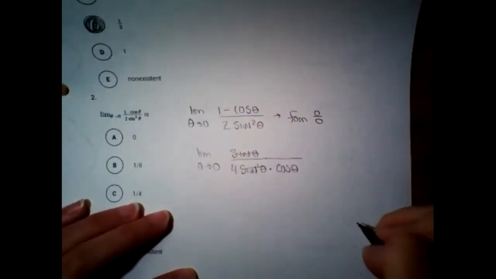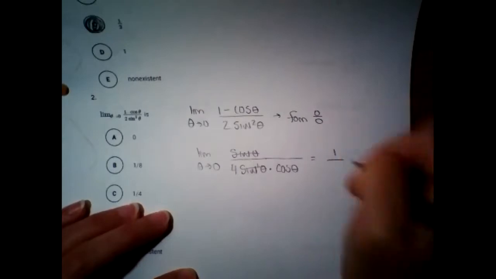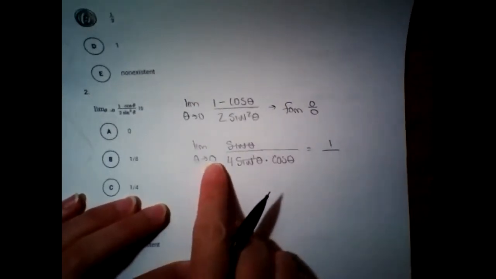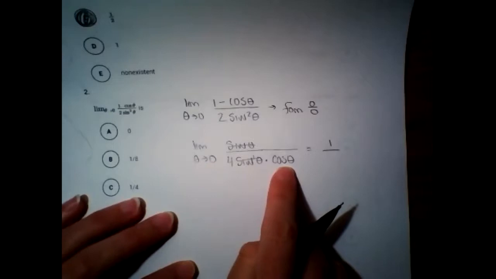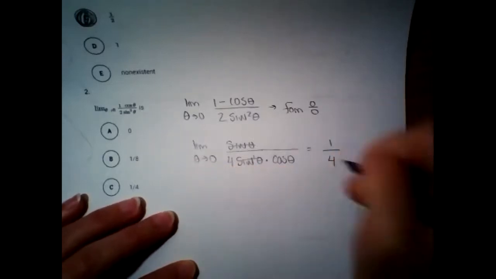All right, and so these signs are going to cancel. And so our numerator is just 1. There's nothing left there, so that's just 1. Down here, cosine of 0 would be 1 times 4 is 4. So 1/4, and so that one is C.